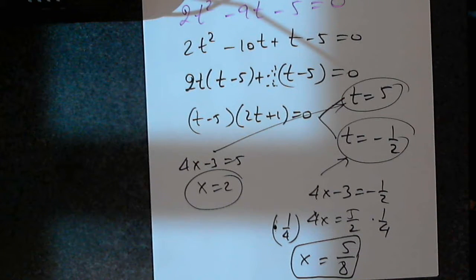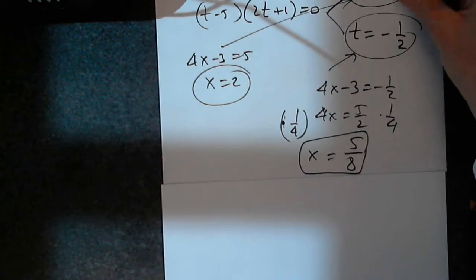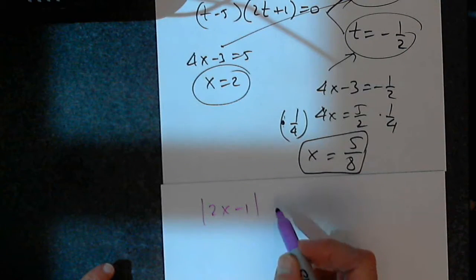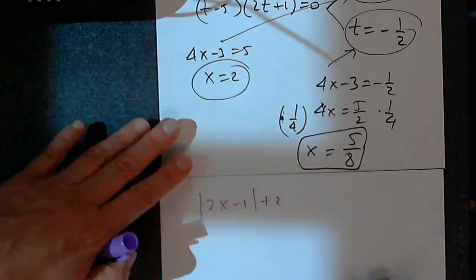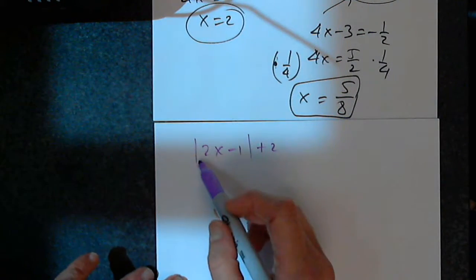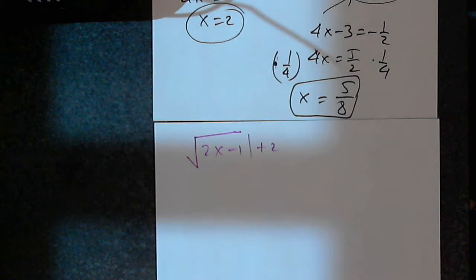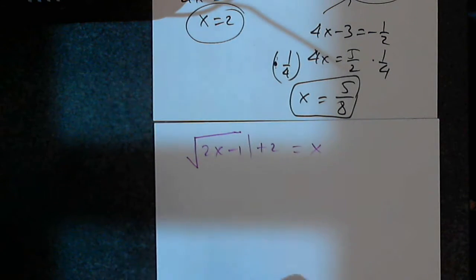I have a question. This is from test number 2. Ready? Question number 5B. So it says the absolute value of 2x minus 1 plus 2, but it's not the absolute value, it's the square root. Okay, very good. Equals x. Okay, very good. So let me delete this piece here.